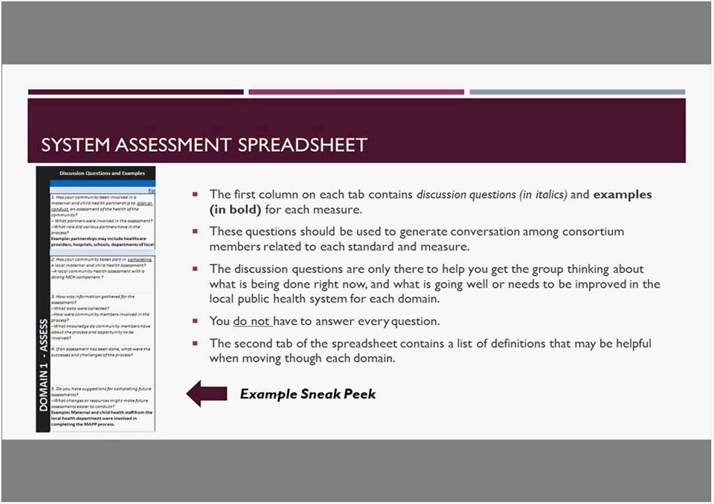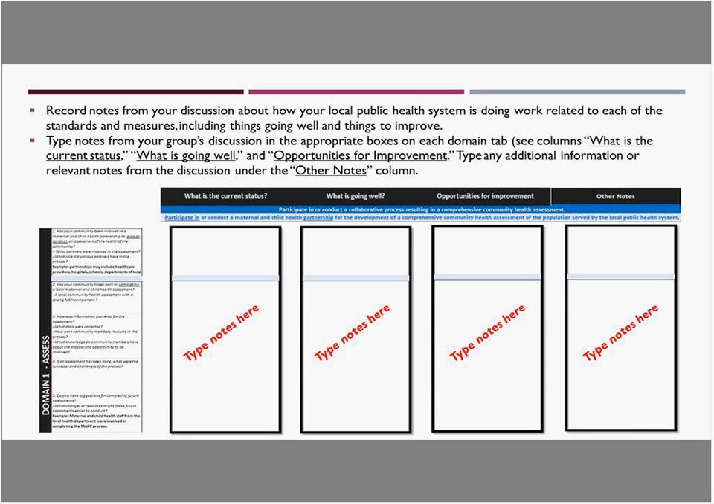Again, the second tab on the spreadsheet has some definitions that might be helpful. So as you're having conversation, we suggest that you document your conversation in the body of the spreadsheet. Although, of course, you could just open a Word document and document your conversation there. And we would suggest that you talk about the current status, so just describing what you do around bringing partners together to complete assessment or provide data to your community, talk about the things that you do, talk about what's going well with that and opportunities for improvement or gaps.